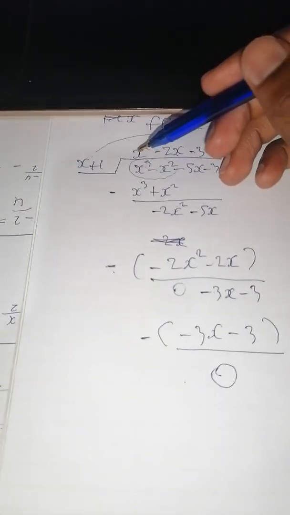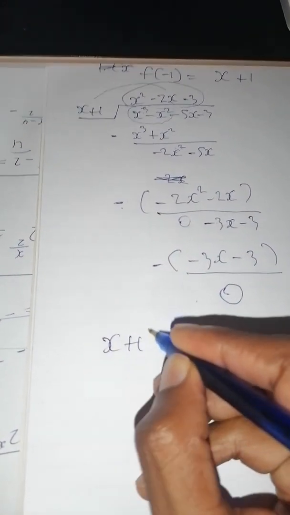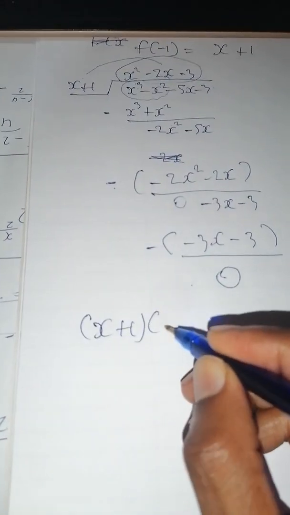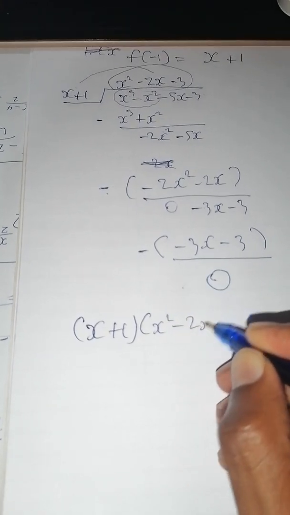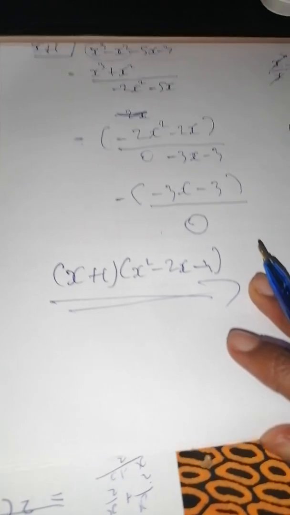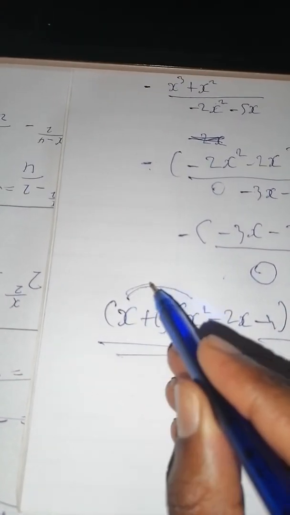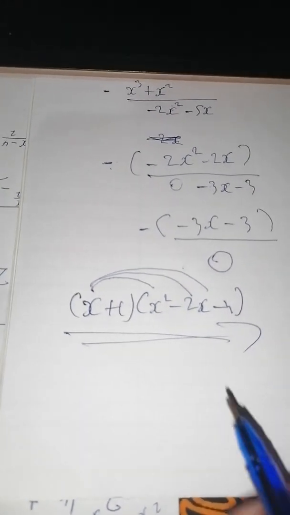Now this is the answer that we are looking for, but we need to prove if it's right. So our final answer will be x plus 1, x squared minus 2x minus 3. This is the answer that we are looking for. Since it's correct, but let us try it out. We know that this is the process that we need to do to prove if we're going to get the very same question that we were given.